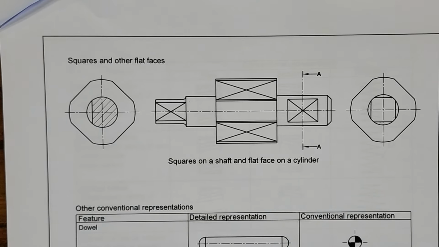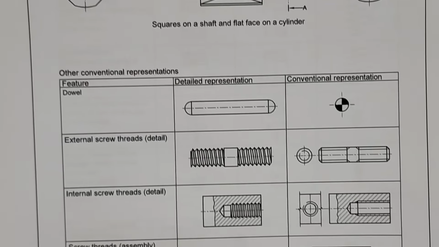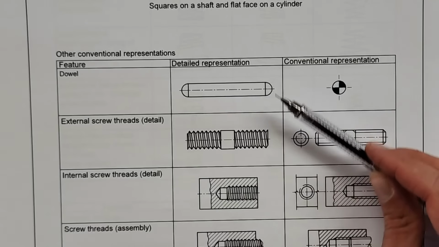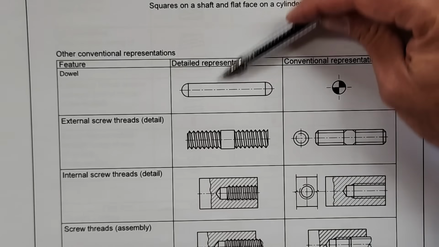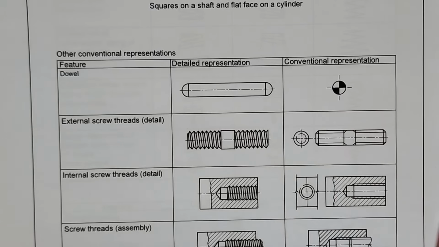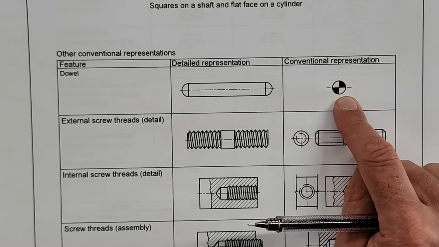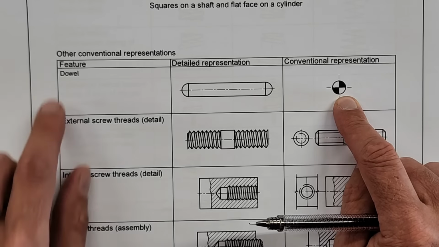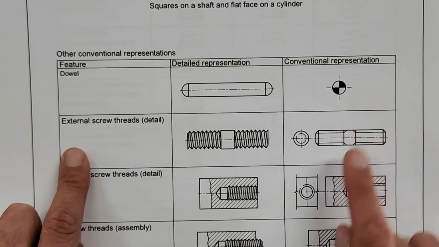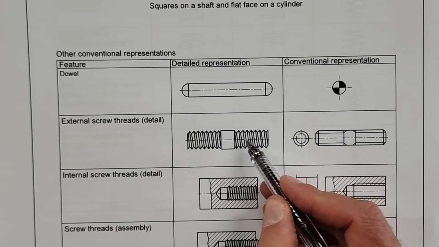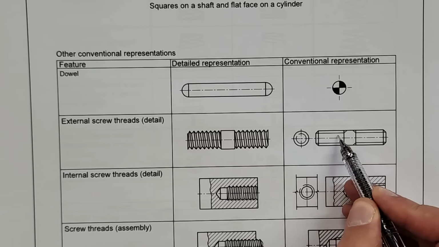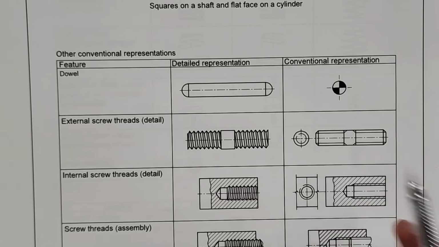All right. Then these are most of the time also in your actual workbooks or textbooks. Just take note of, you've got the detailed representation of different components, and the conventional one is the one that you must be able to draw in freehand come your final exam. So here we have a dowel, and this is of course the end view here. External screw threads, you can see the detailed representation and the conventional representation. All right, on that, make sure you can draw that.